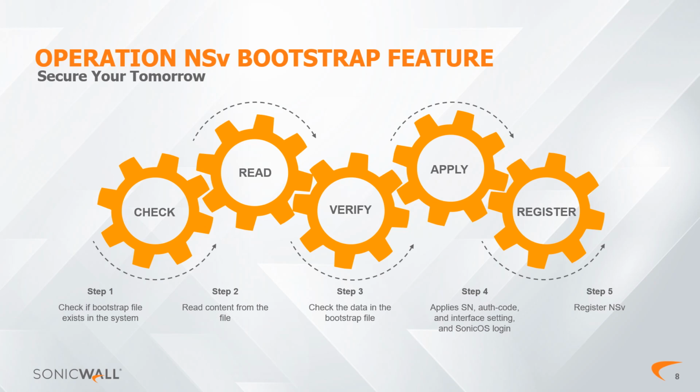The bootstrap process comprises several steps, starting with verifying the bootstrap file. NSv halts and reads the content from the first discovered file, serving as the bootstrap configuration. Subsequently, it verifies the data within the bootstrap file, ensuring the presence of a valid serial number and authentication code. The bootstrap then applies the serial number, authentication code, interface settings, and SonicOS login before initiating a system restart. In the final stage, the bootstrapping attempts to register NSv if an internet connection is available.